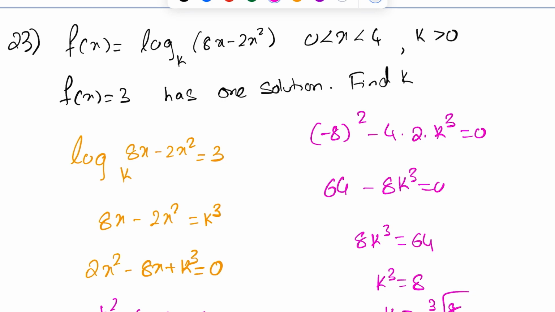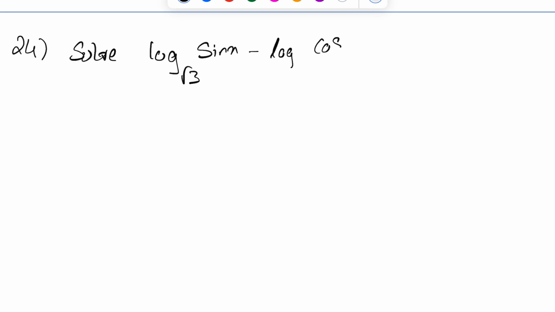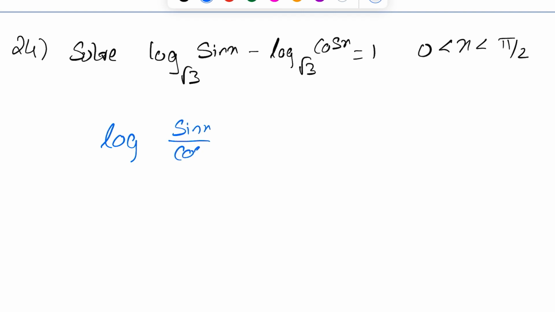Next, question number 24. Solve log sin x to the base root 3 minus log cos x to the base root 3 equals to 1 if x lies between 0 to pi upon 2. So minus becomes division. Log sin x upon cos x to the base root 3 equals to 1. So tan x equals to root 3 to the power of 1, root 3.